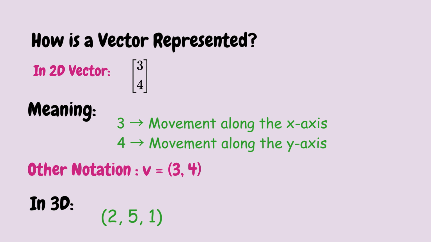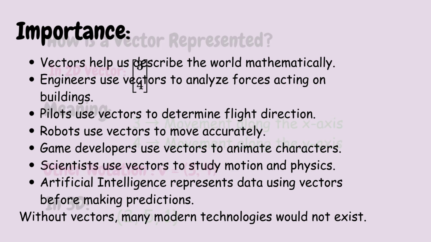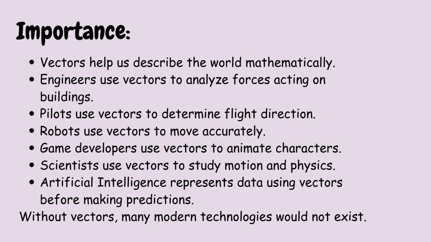Why are vectors important? Vectors help us describe the world mathematically. Engineers use vectors to analyze forces acting on buildings. Pilots use vectors to determine flight direction. Robots use vectors to move accurately. Game developers use vectors to animate characters. Scientists use vectors to study motion and physics. Artificial intelligence represents data using vectors before making predictions. Without vectors, many modern technologies would not exist.